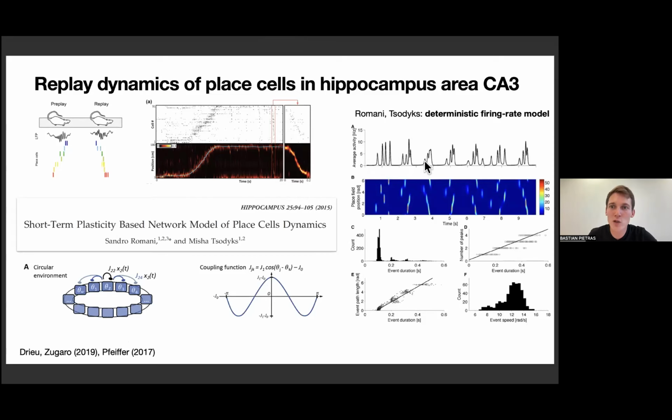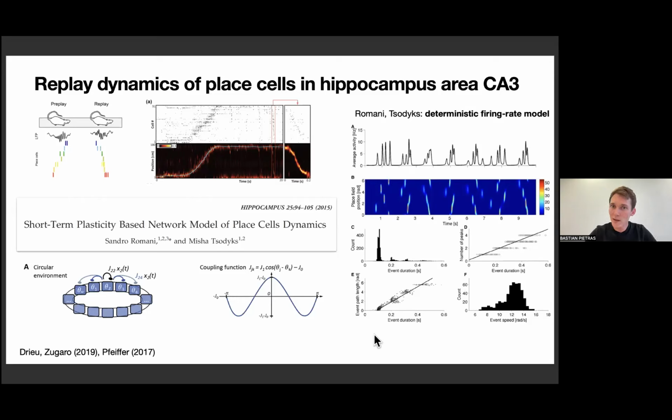And even better, if you zoom into one of those bursts, then you see that actually there are trajectories running across the place position, the place field position. So you run in either a forward or a backward direction. Then they did a lot of statistics, but again, for the sake of time, I try to skip that. So we try to model exactly the same kind of hippocampal dynamics with our model.